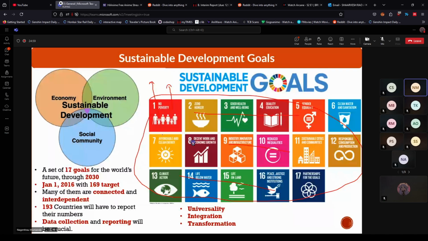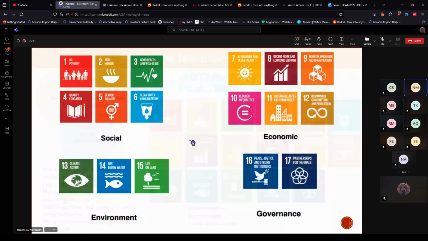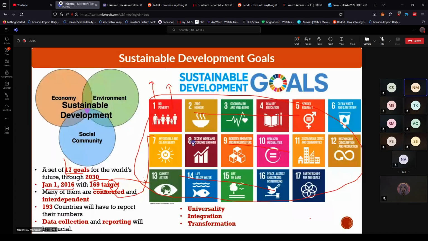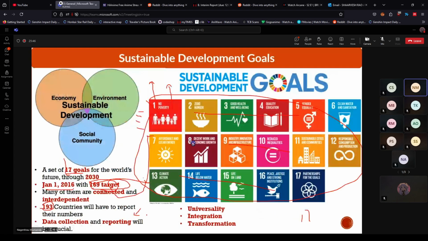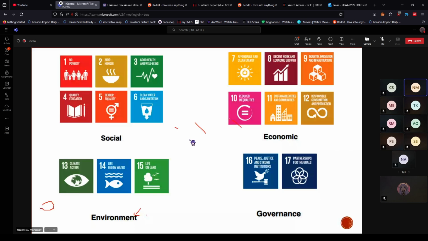So basically, what is sustainable development? It's a set of 17 goals, introduced in January 2016, so you can count how many years it has been. There are 169 targets, meaning each of the 17 goals has sub goals, and if we add all the sub goals, they add up to 169. And 193 countries take part in these SDGs. The SDG process is mainly about first doing data collection and creating a baseline or benchmark, then taking a proper action plan to meet all these goals, and then doing continuous reporting.